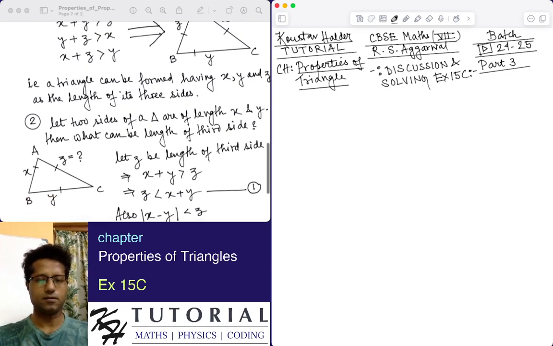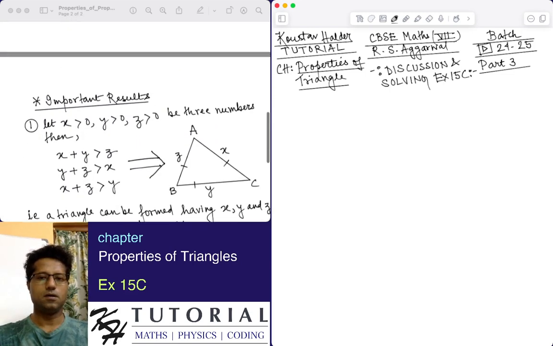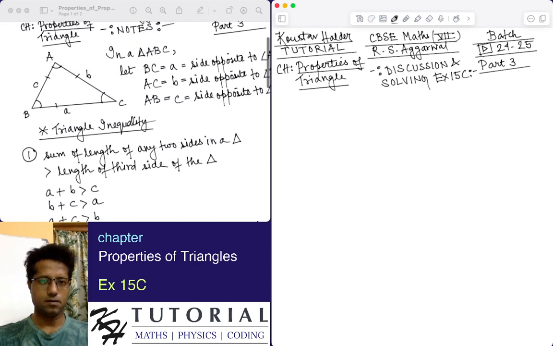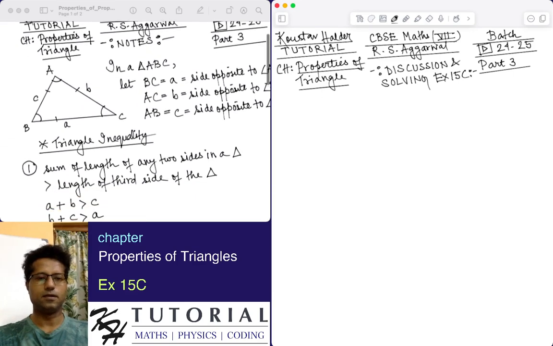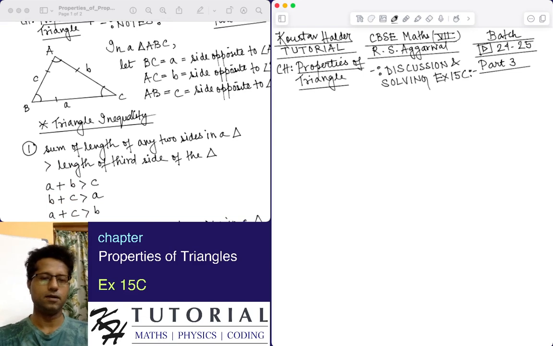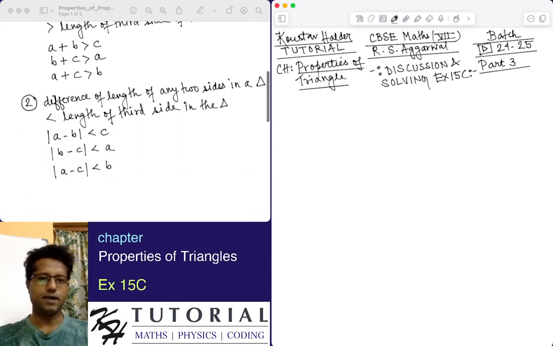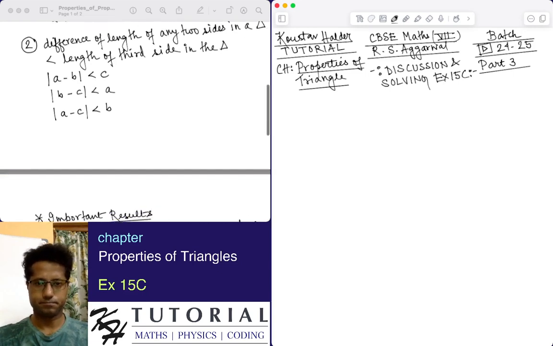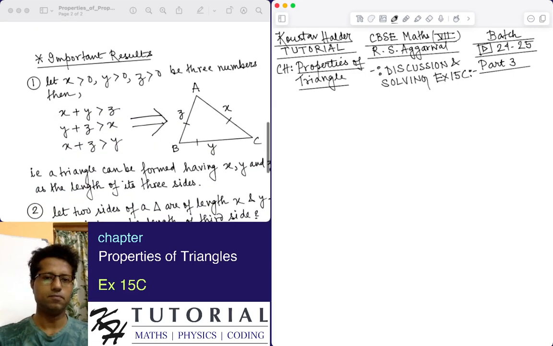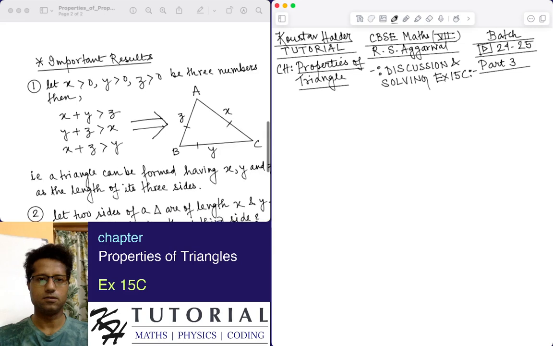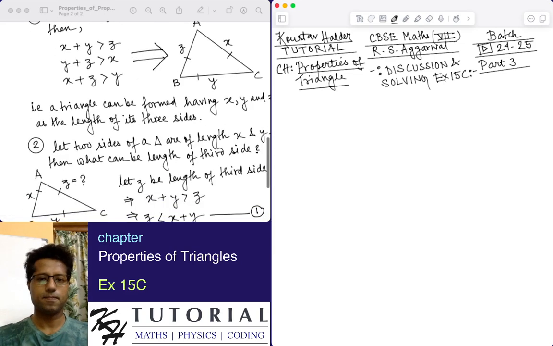Okay, so these are the concepts for this video, which is mainly centered around the triangle inequality, that is the sum of the lengths of any two sides in a triangle is greater than the length of the third side, and that the difference of the lengths of any two sides in a triangle is less than the length of the third side. And we have these two important results based on the triangle inequality.